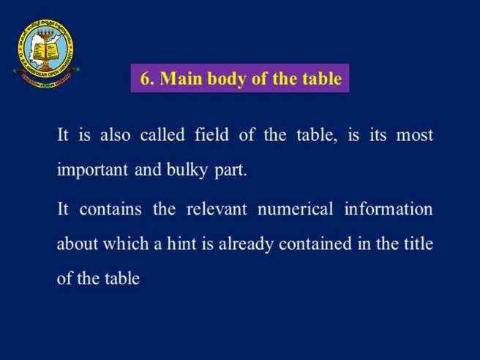It is the foremost important bulky part. It contains the relevant numerical information about which a hint is already contained in the title of the table. So, the main body tells the complete information about the table. The title of the table shows a lot of information, which is then detailed in the main body of the table.